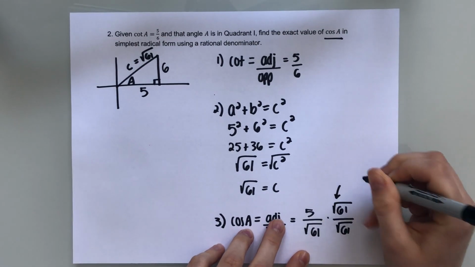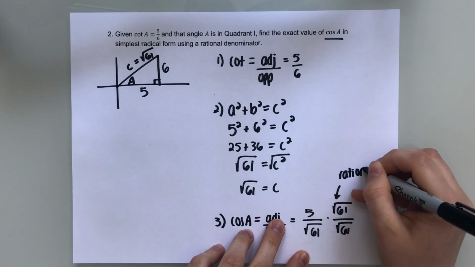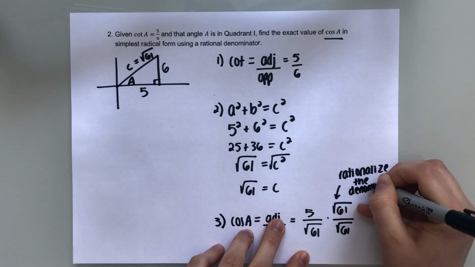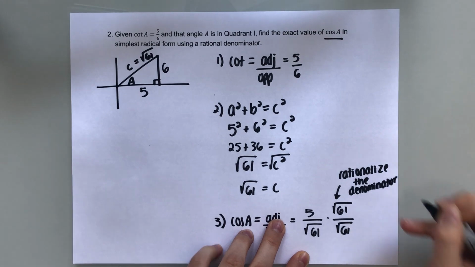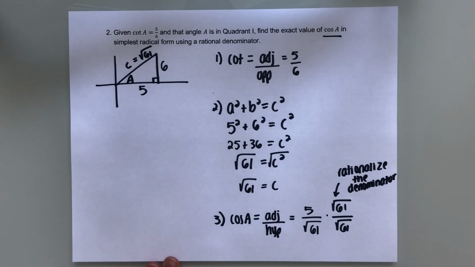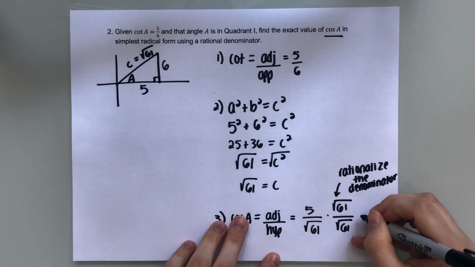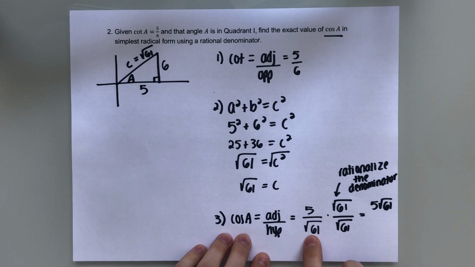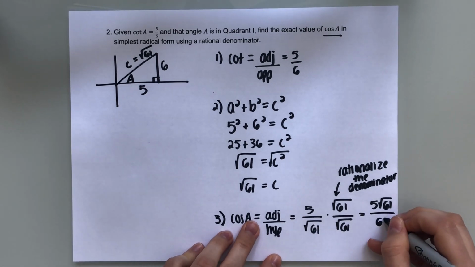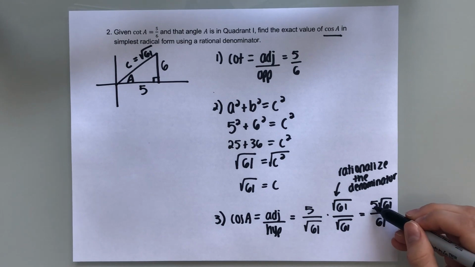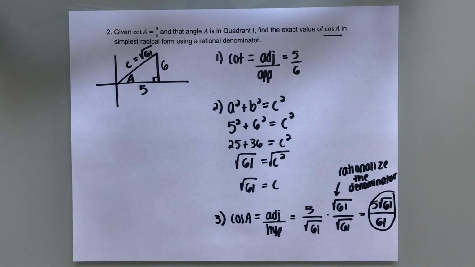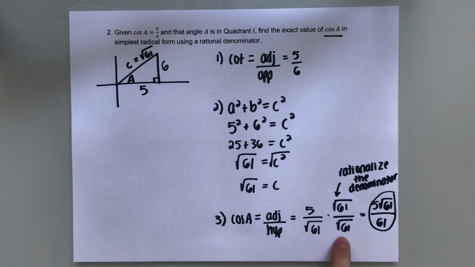So this step right here is rationalize the denominator. And we've already talked about that earlier this year. So when I multiply across in my numerator, I get 5 square root 61. In my denominator, root 61 times root 61 is just 61. I can't reduce this fraction because 5/61 doesn't reduce, so this is how I leave my answer. So it's really important that if you have a square root in your denominator, you rationalize it, otherwise it will not accept that as a right answer on Delta Math.